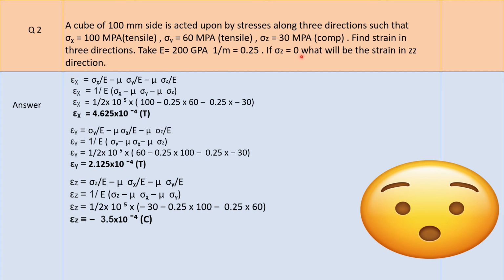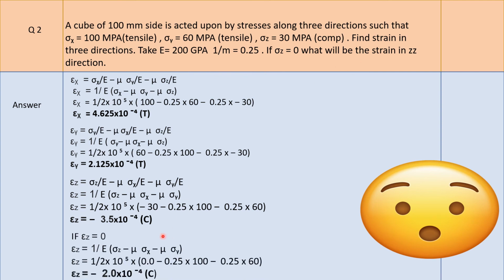Now if sigma z becomes 0, what will be the strain in z direction? So let us see that. If sigma z is 0, then in this formula we substitute sigma z as 0. So it will be 1 divided by 2 into 10 raised to 5, into bracket open, here sigma z is 0, minus 0.25 into 100 minus 0.25 into 60 bracket close. Start doing the calculations from here.